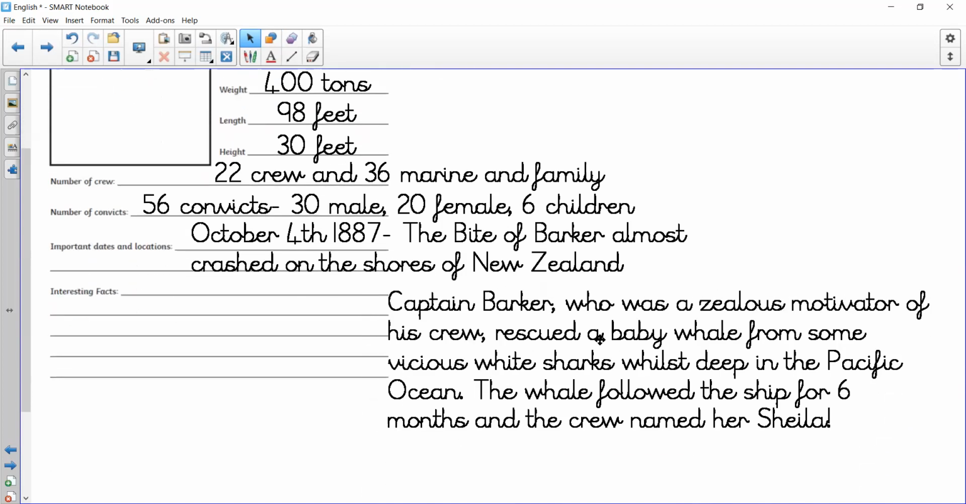Captain Barker, who was a zealous motivator of his crew, rescued a baby whale from some vicious white sharks whilst deep in the Pacific Ocean. The whale followed the ship for 6 months, and the crew named her Sheila. Just something I came up with there.